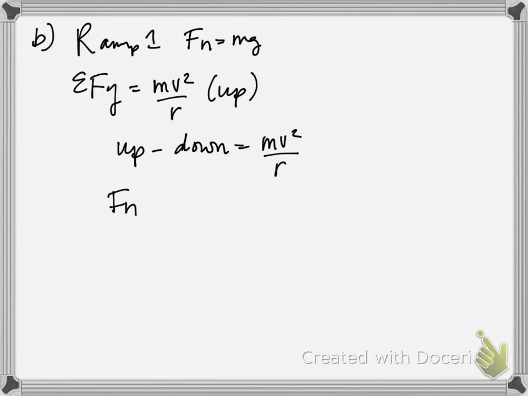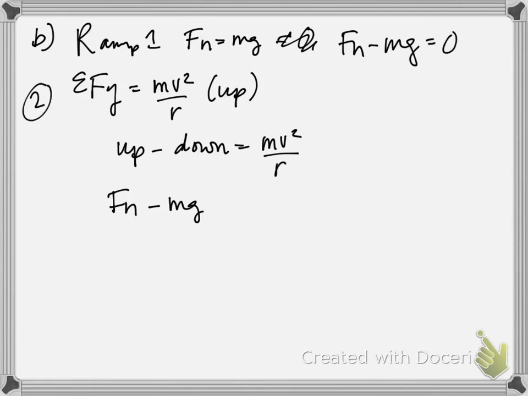Our normal force is acting up, and gravity is acting down just like before, except that up here Fn minus mg was equal to 0. But on ramp 2, we have this equal to mv squared over r. So the normal force is equal to mg plus mv squared over r.